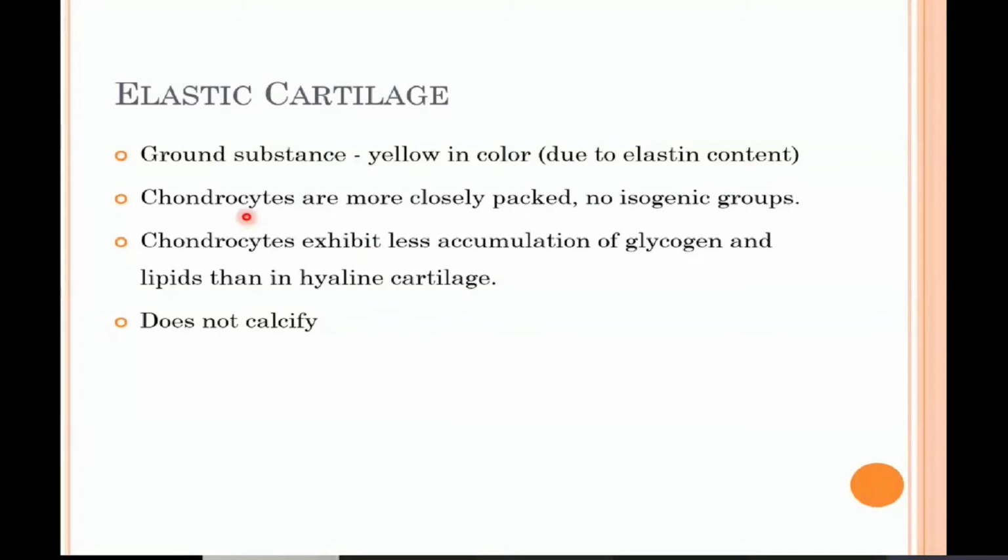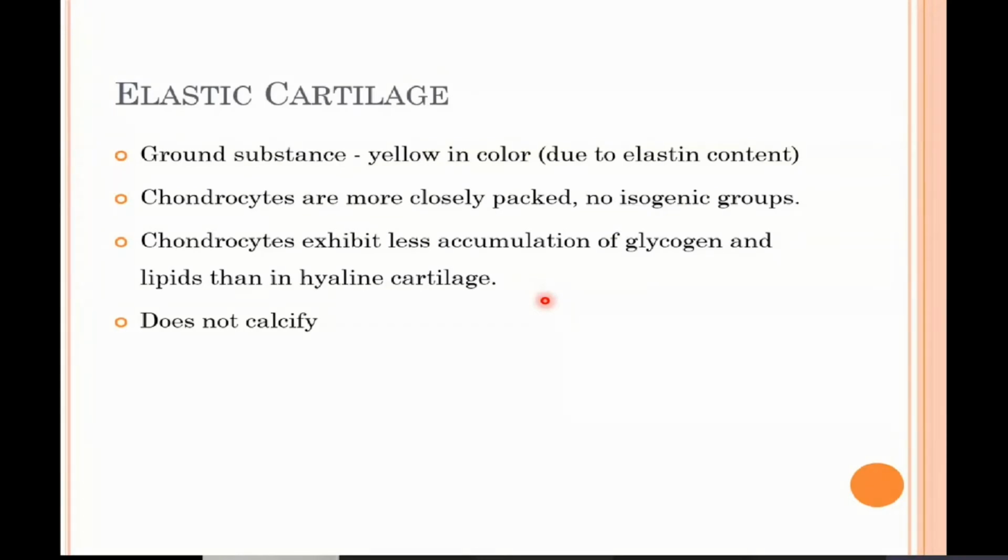Short-duration isogenous groups exist when the cells divide, and soon after they divide they are separated and encapsulated within their own lacuna. Chondrocytes exhibit less accumulation of glycogen and lipids compared to hyaline cartilage, and they rarely calcify, only due to some medical condition. If they calcify, it leads to some problem.